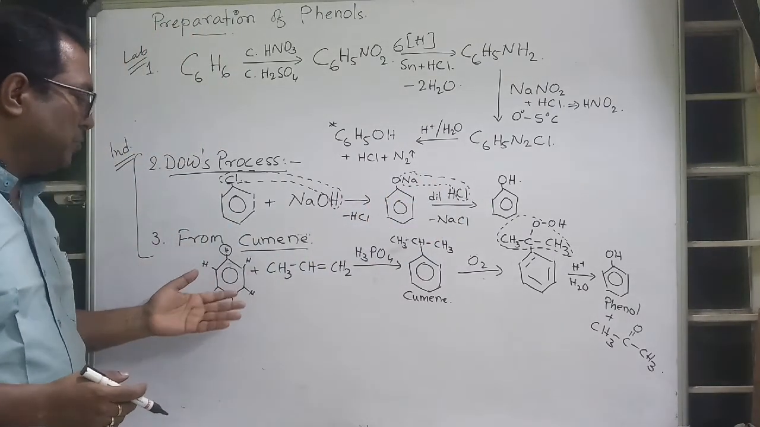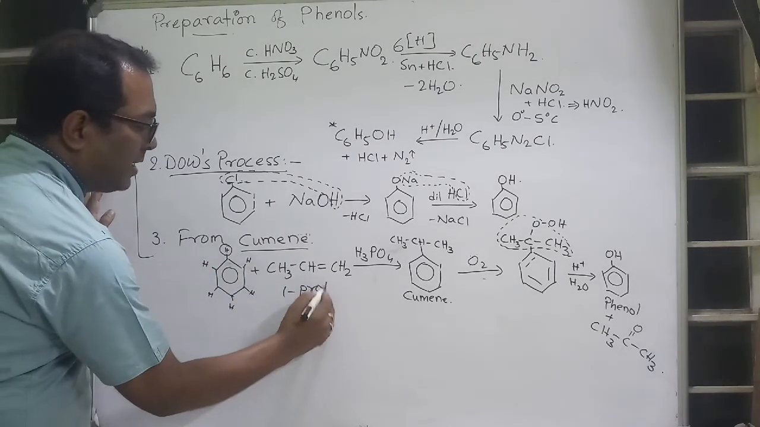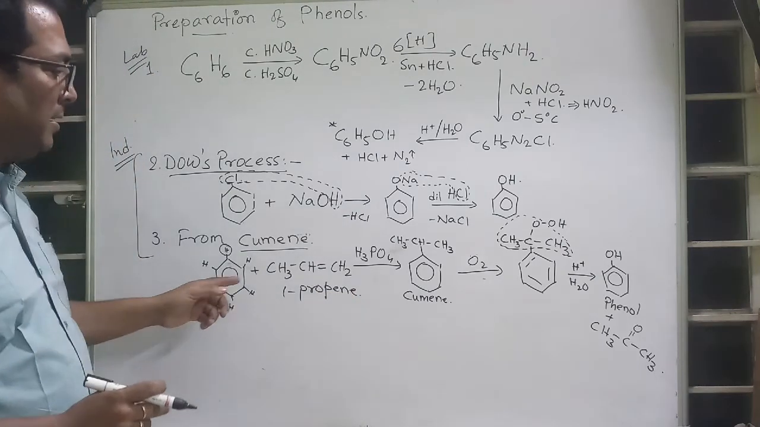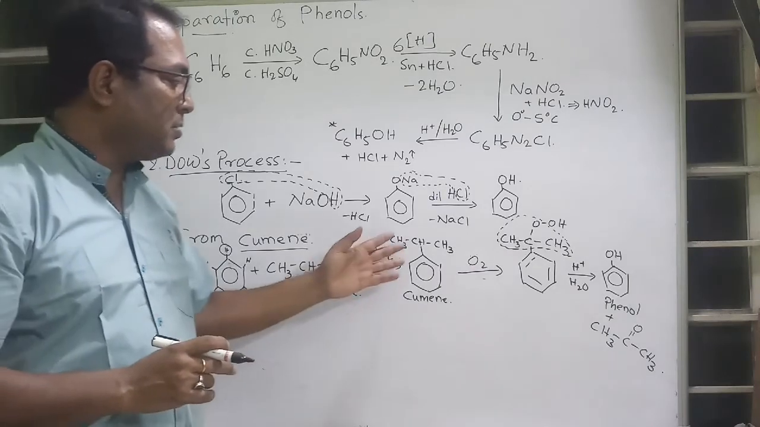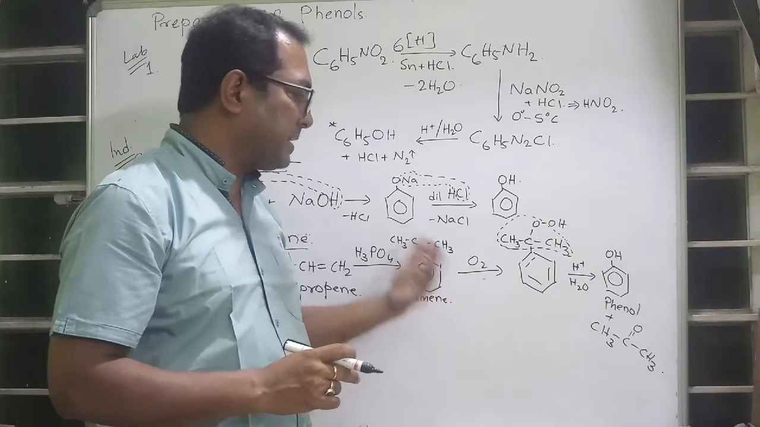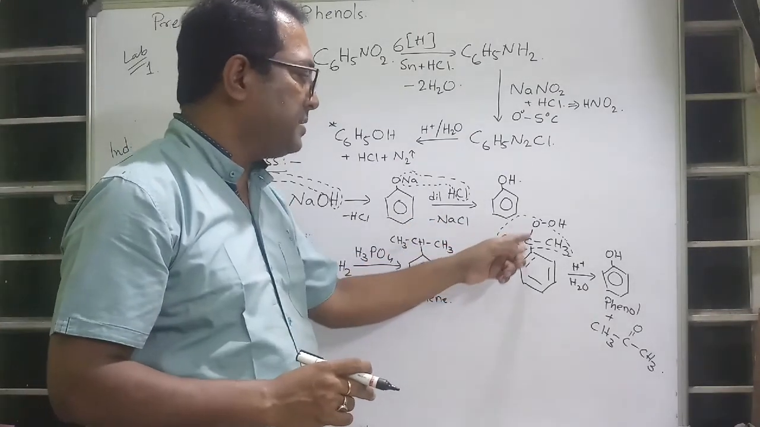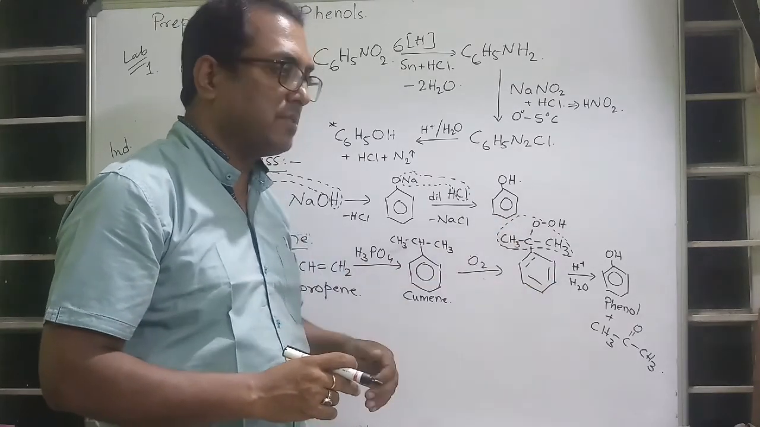And finally, from cumene: when we add propene with benzene in the presence of concentrated phosphoric acid, it forms cumene. Cumene, when we pass oxygen, forms a compound which contains the COOH group, and on acid hydrolysis it turns into phenol.